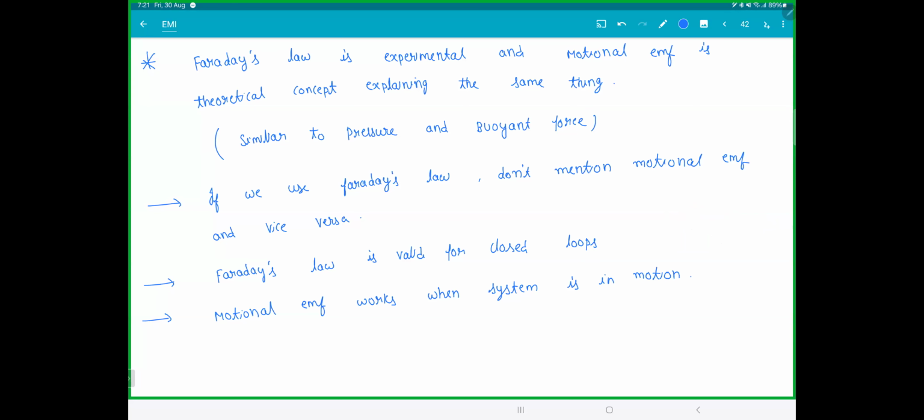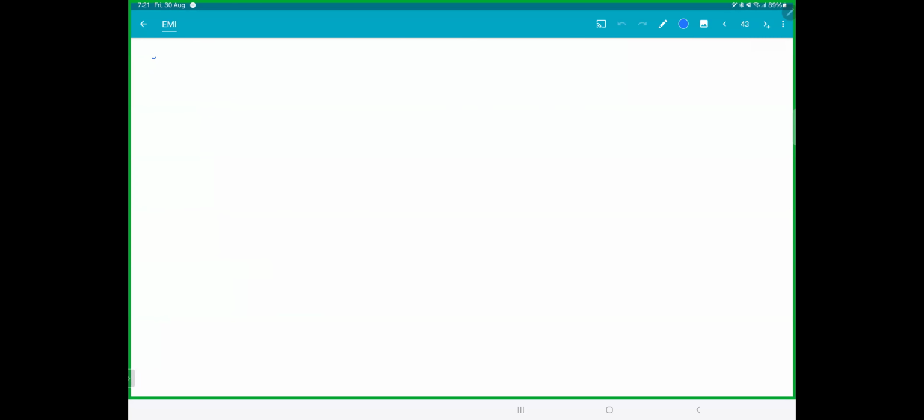Let me show you an example. Turn the page. Let's say we have a resistor here. We have a rod here. This is a top view. This is the magnetic field. This is the length L. So let's say this rod is going with V. Let this distance be X.